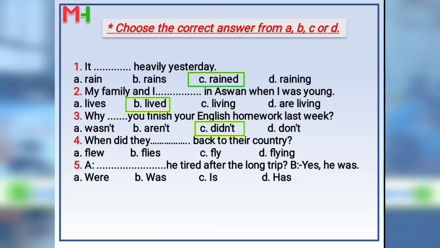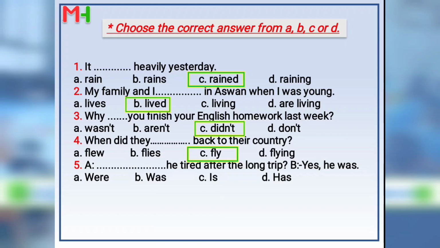Question number 4. When did they ___ back to their country? When did they? Here we have did and a subject, so we want to put the main verb in the infinitive form. So the answer will be letter C. When did they fly back to their country?